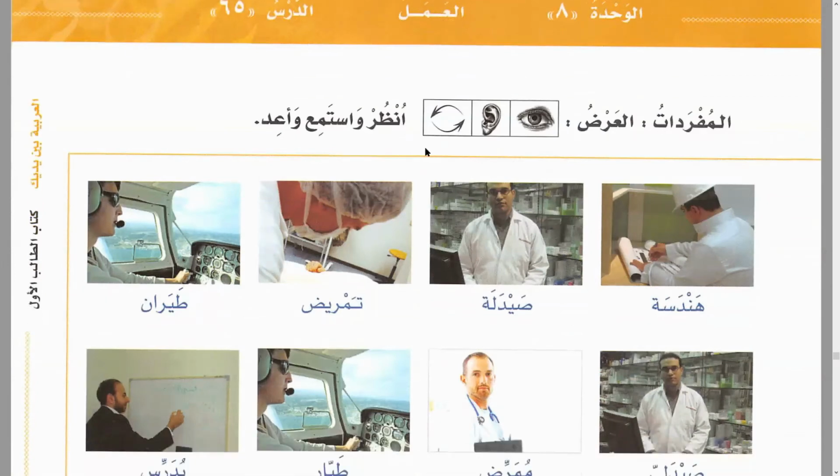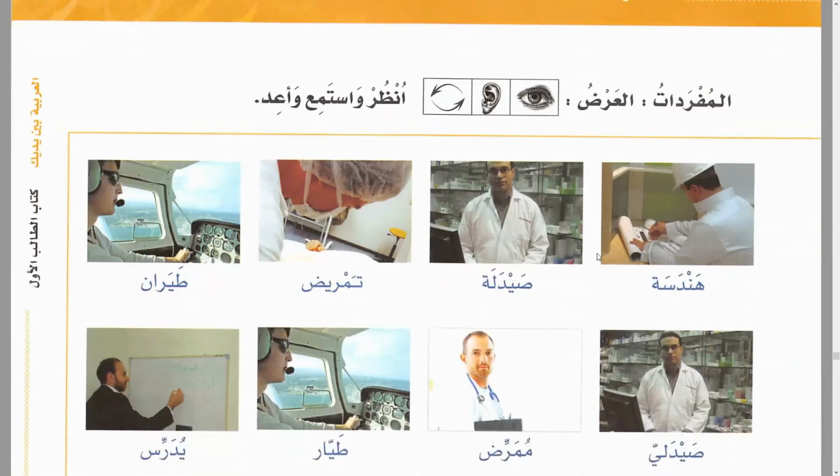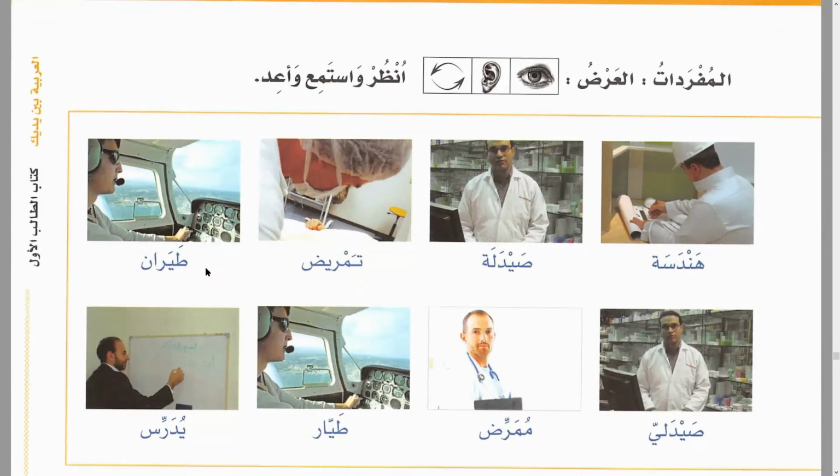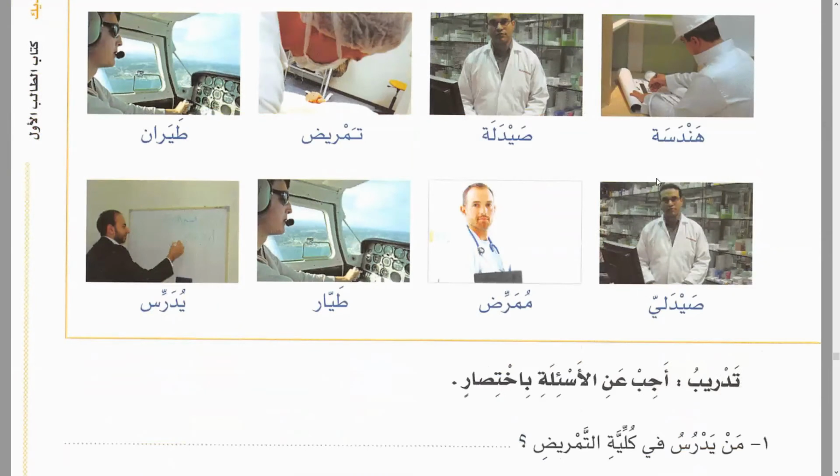Okay, al-mufradat, al-aud, unzur, wastami' wa'id. Handasa, engineering. Muhandis is an engineer. Handasa is a subject. Saidala is pharmacy, the study of pharmacy. Tamreed, the study of nursing. It's called tamreed because you take care of a patient, nurses and all that. Tayran is the study of aviation. Saidali is the pharmacist, the chemist. Mumarrid is the nurse, male nurse. Yeah, male nurse. Tayyar is the pilot.